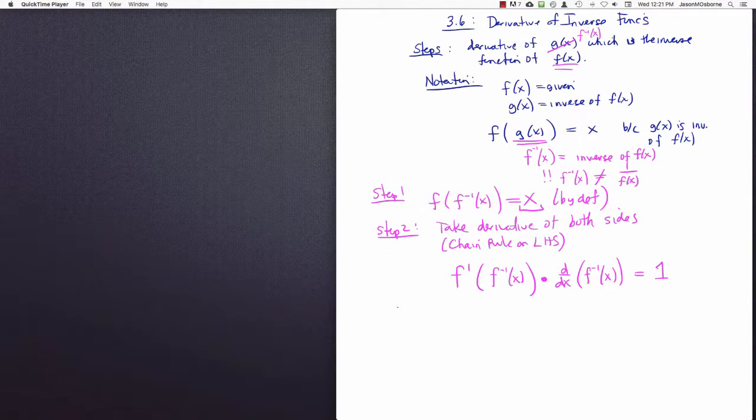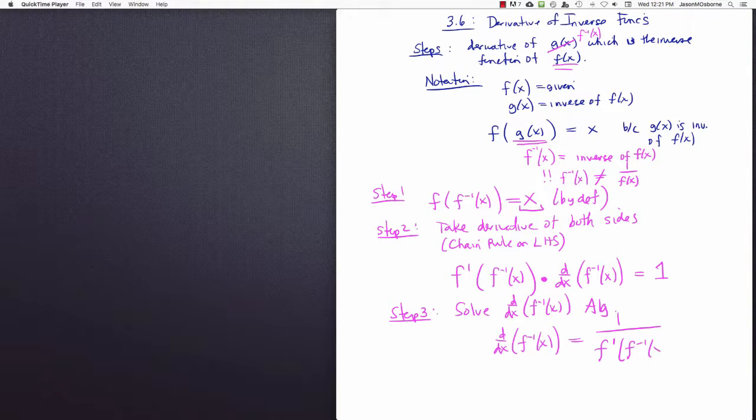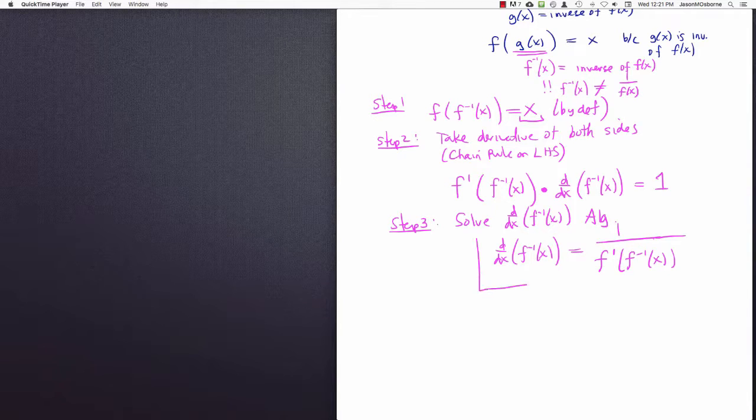And therefore, step 3, you solve for the derivative of the inverse function, which you can do via algebra. So the derivative of the inverse function is equal to 1 over the derivative of the outer function evaluated at the inverse function itself. There is the formula in general. This is a general formula for any inverse function's derivative.